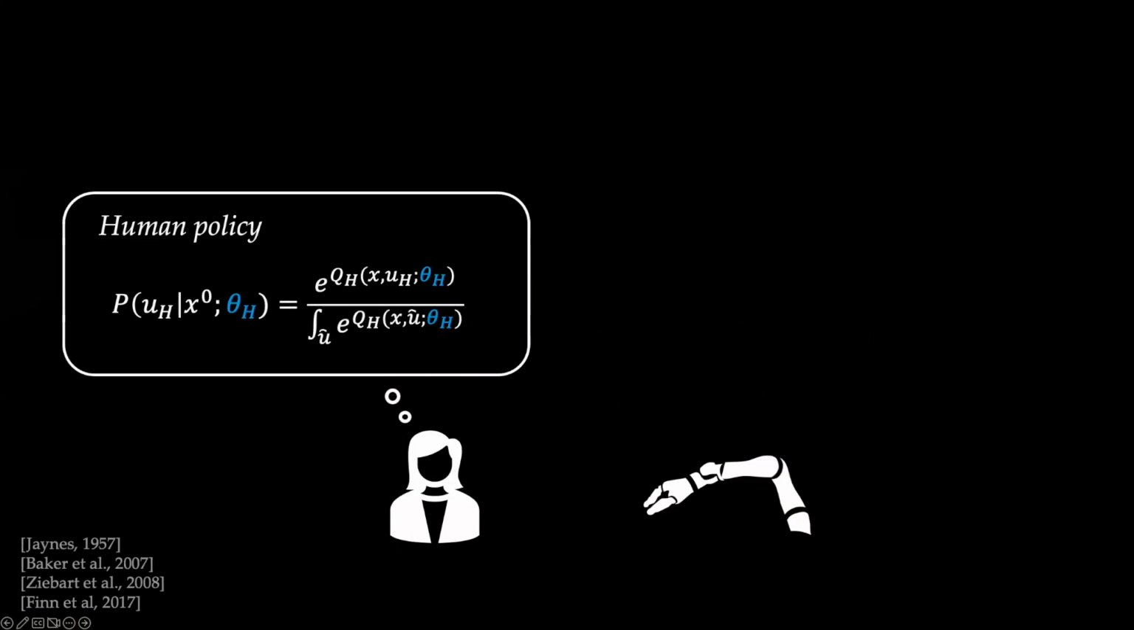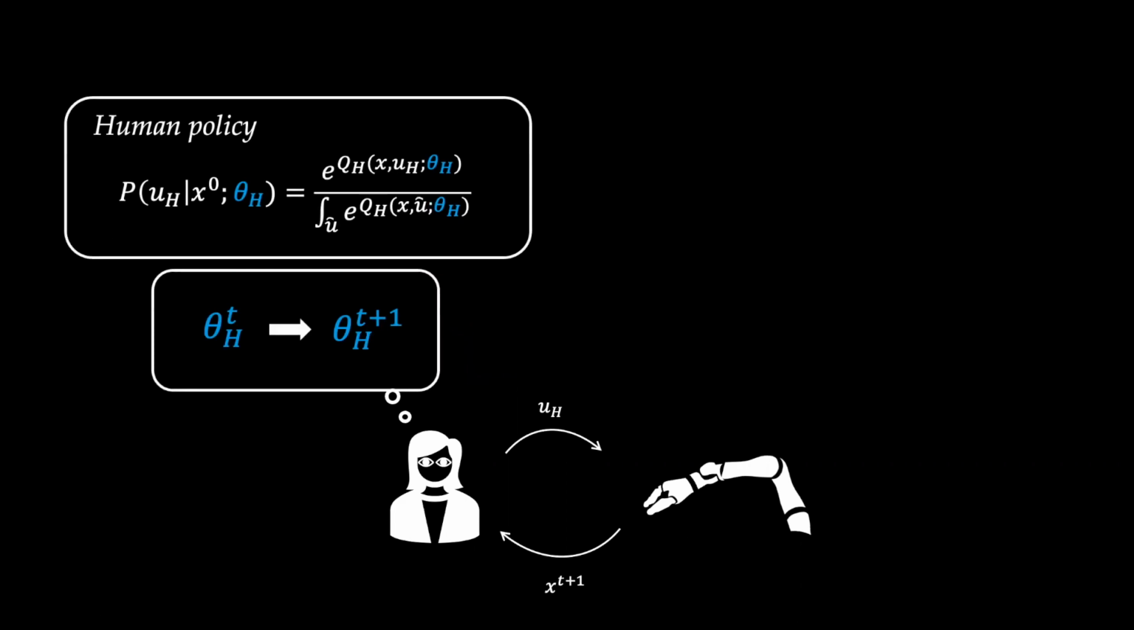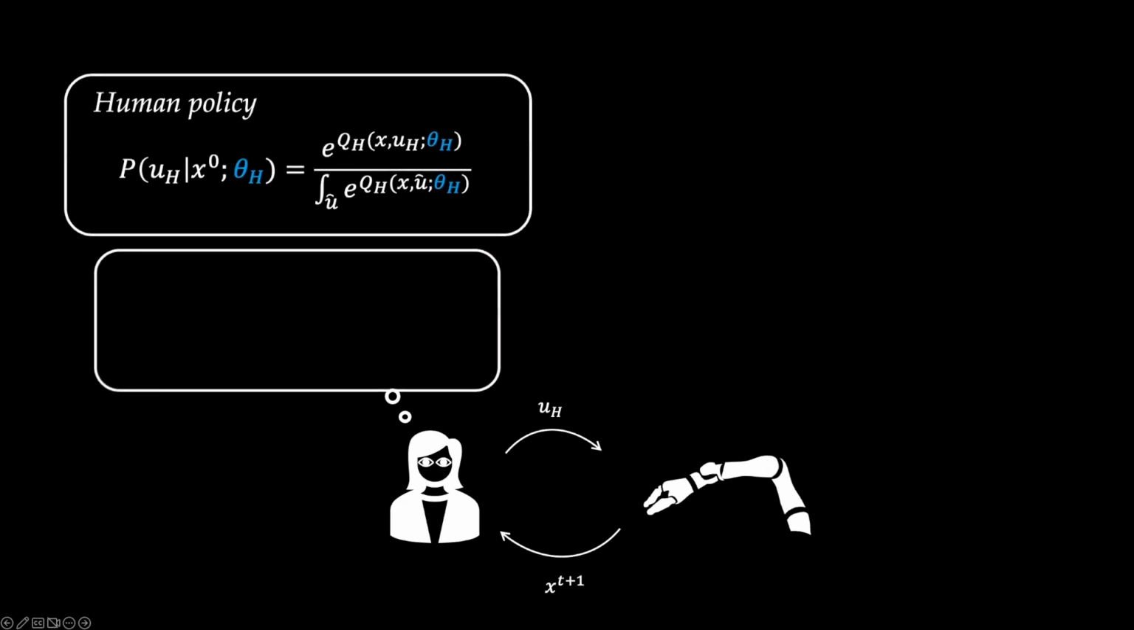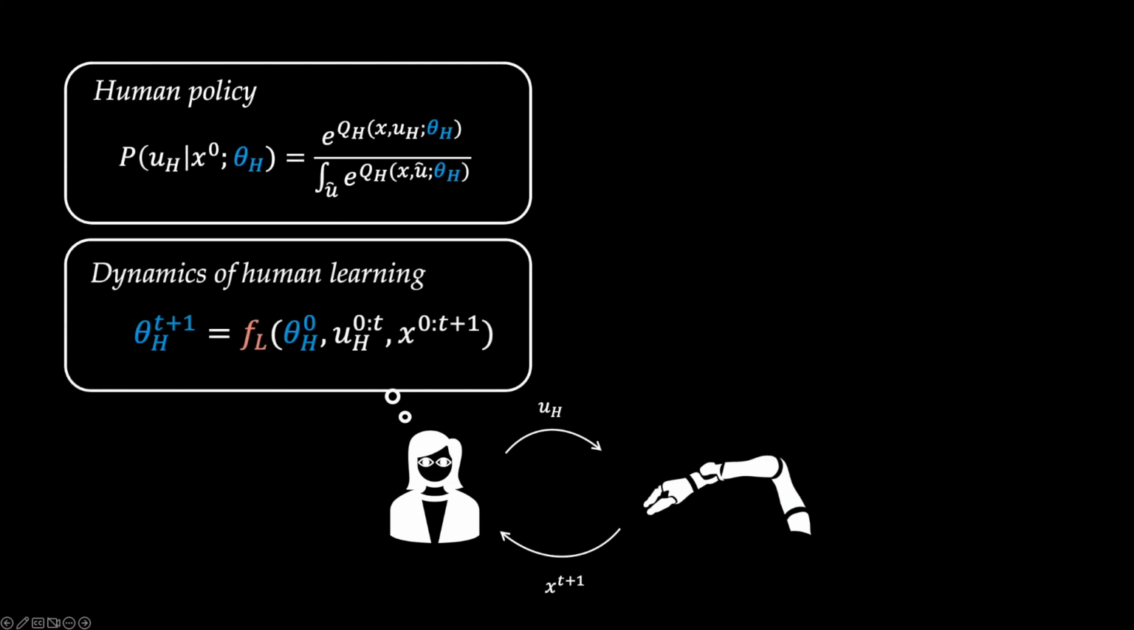Similar to prior work, we treat the human as a noisily optimal actor under their internal model parameter. As a human acts in the environment, they receive new observations, such as the next state. This naturally lets the human update their internal model. We can view this learning process as a dynamical system where the human's internal model is a state and the observations evolve their internal model. However, this does not prescribe the precise functional form of how people learn in a way that can be used by the robot.